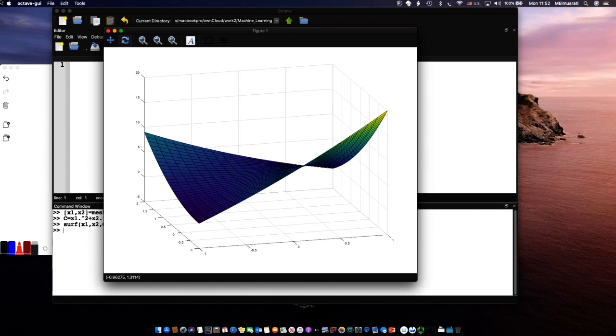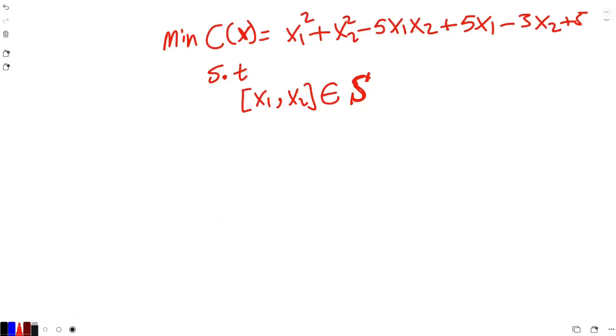Okay, now we can go back to see what constrained optimization is. Let me now remove this figure, and we go back to our whiteboard. Yes, now we talk about constrained optimization. Assume it is the same cost function that we wanted to minimize, as you can see here, but now it is not a free optimization. We need to find the optimal solution according to some constraint.